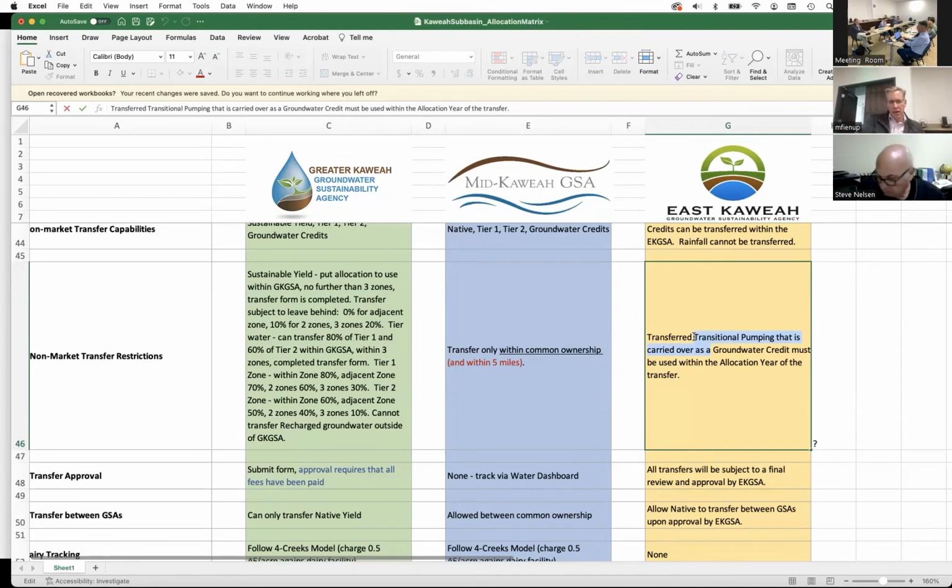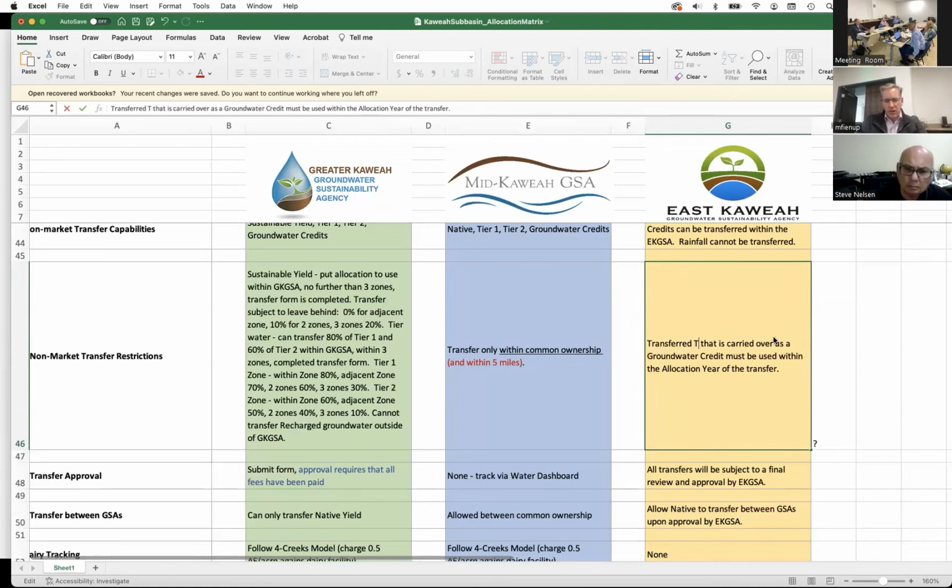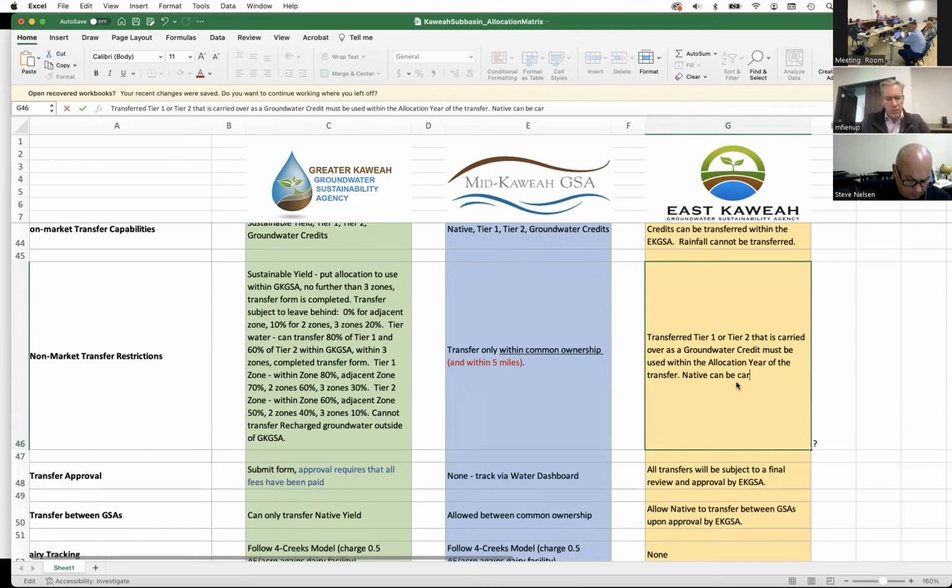Yeah, so right here, if I erase transitional pumping that's carried, and just write: transferred groundwater credit must be used within the allocation year. But only tier 1 and tier 2 native can be carried over by whoever you transfer it to. But the tier 1 or tier 2 cannot. It's got to be used. I get it, that's what you mean by transitional pumping. I'm just going to write tier 1, tier 2 because that's what it says above. Yep. That makes a lot of sense to me. Great, excellent. But native can be carried over if it's transferred.